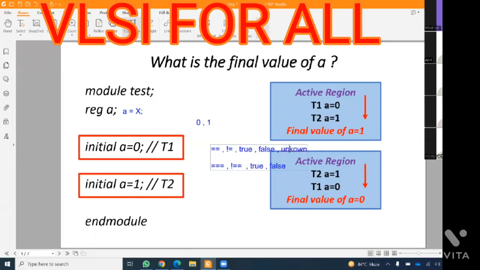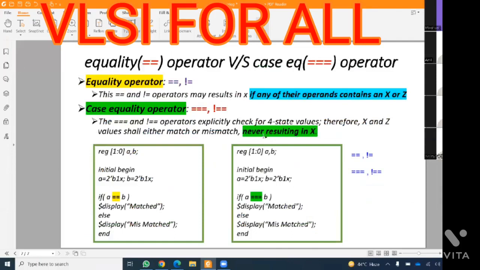And in what cases is it going to give unknown? Okay, let's talk about that. If the value is high impedance in a register. Yeah. So if we look at this code, right? This is called the equality operator. This is called the case equality operator, right? This case equality operator is more sensitive.